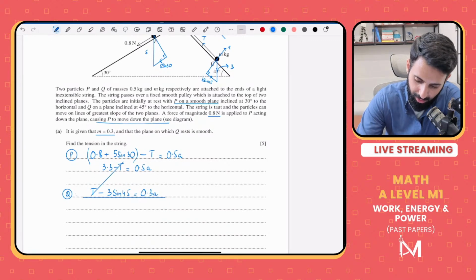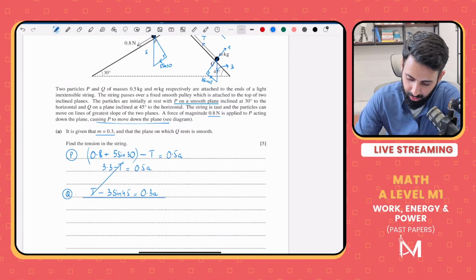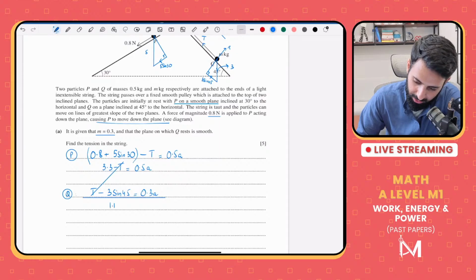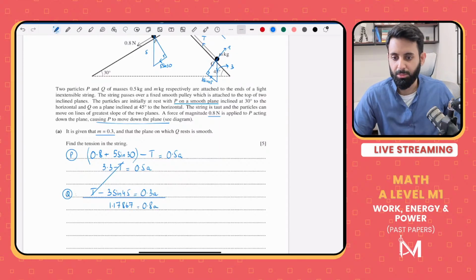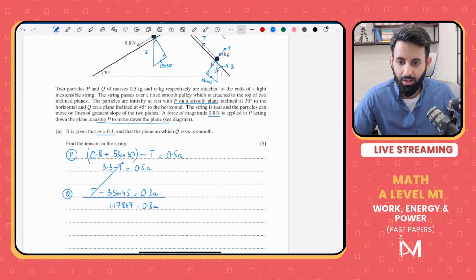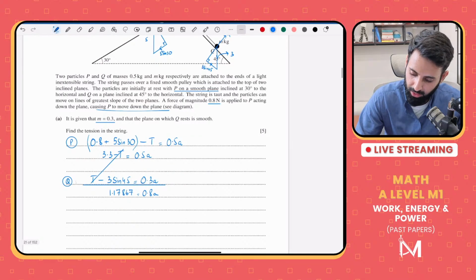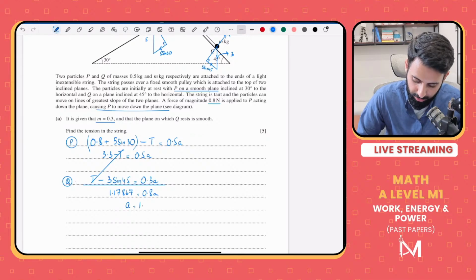And here's what we have. 3.3 minus 3 sine 45 is equal to 1.17867. It's not the final answer, so we're not rounding off. That is equal to 0.8a. Next, let's find out a. Let's divide by 0.8. So a turns out to be 1.4733, which correct to three significant figures will be 1.47 meters per second squared.